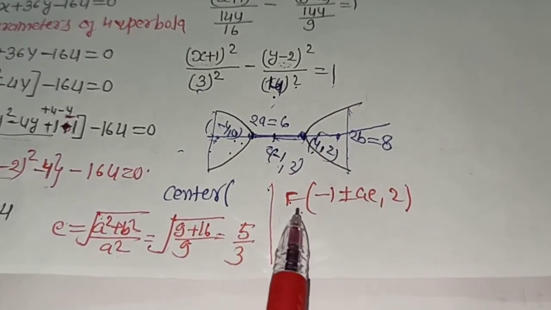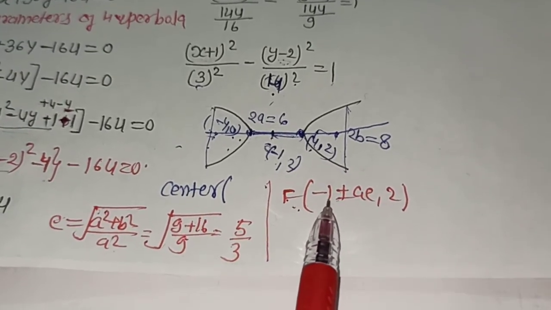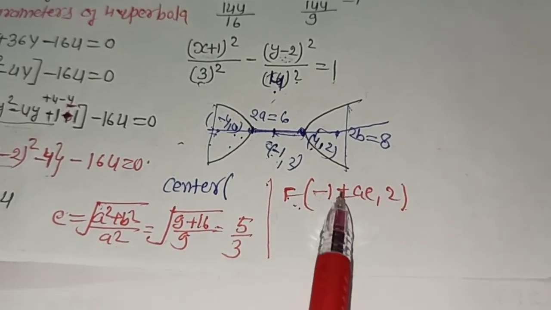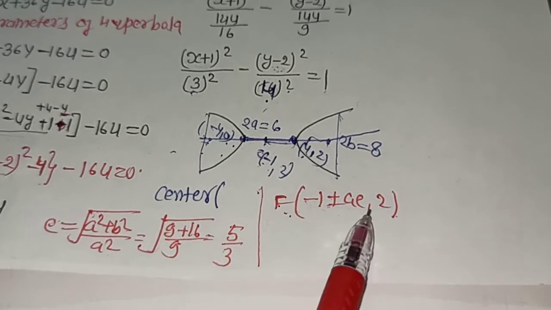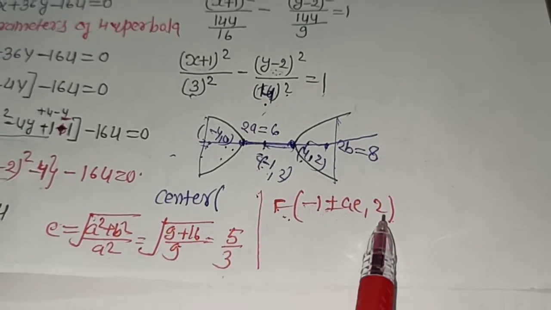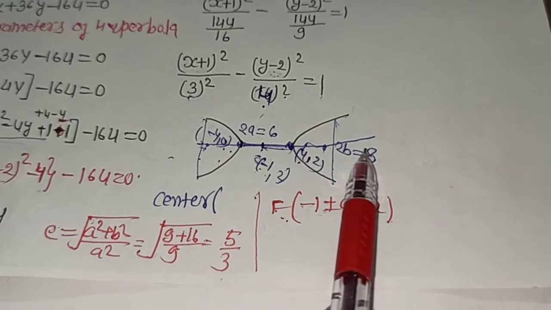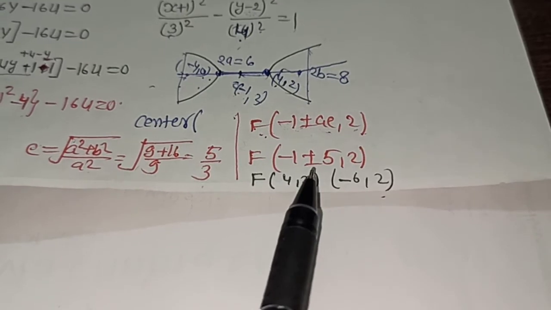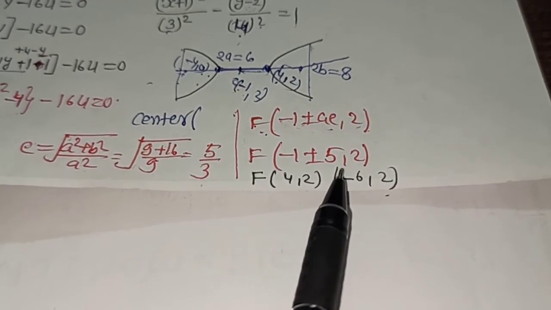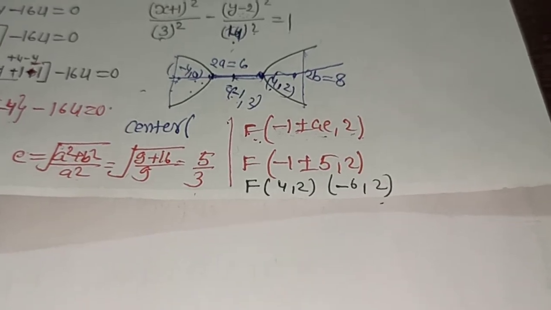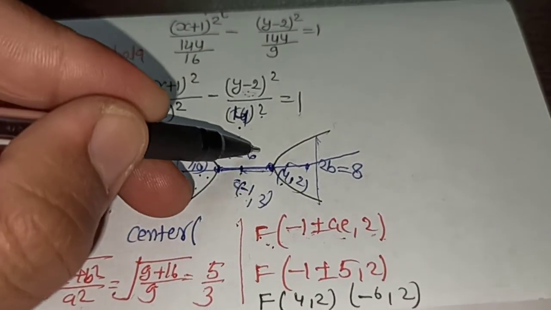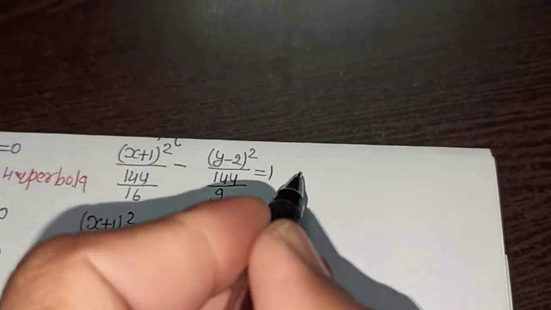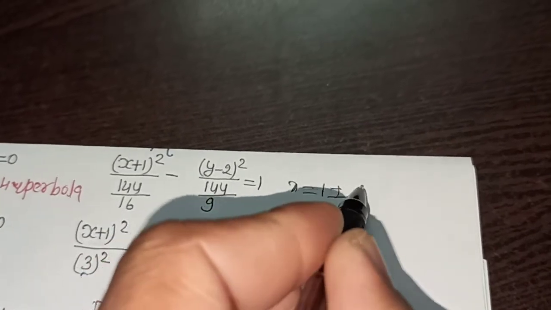So let me find the focus coordinate. That is the formula of the focus coordinate. If the center is not 0, 0, then the x coordinate of the center is minus 1 plus minus ae, where the value of a we will substitute 3, e we already found 5/3, and the y coordinate will never change, everywhere the y coordinate will be 2. So we found the value. So the coordinate of the focus will be 4, 2 and minus 6, 2 when you find the value of this bracket. Now we have to find the equation of the directrix, and the formula of the equation of the directrix is x equals to the center coordinate plus minus a by e.